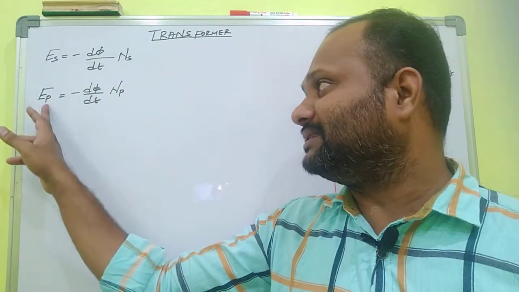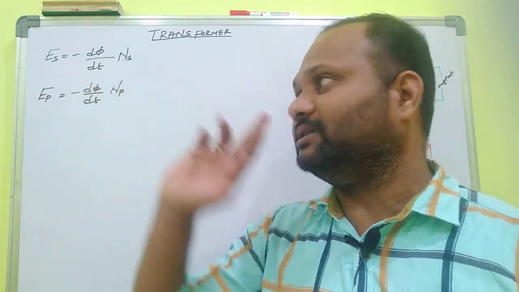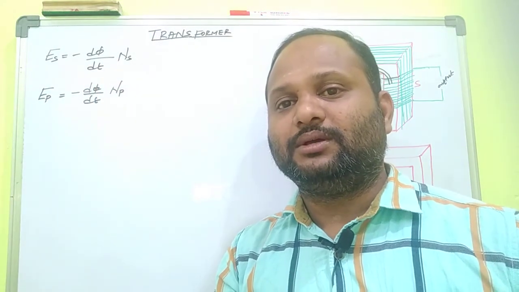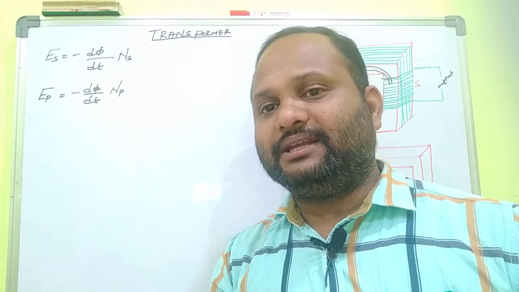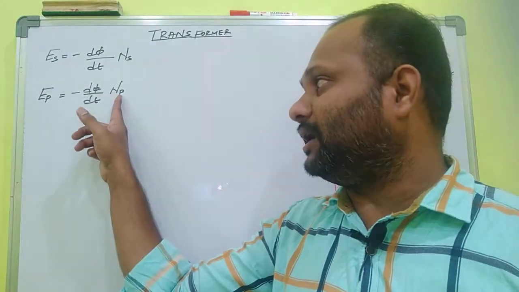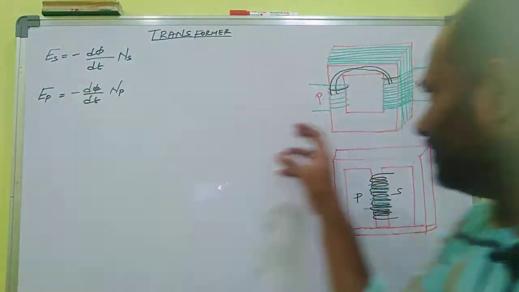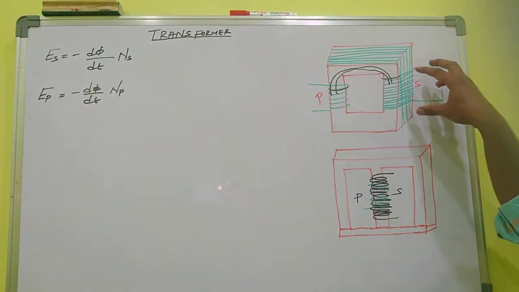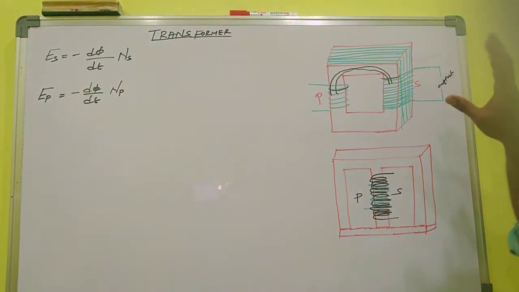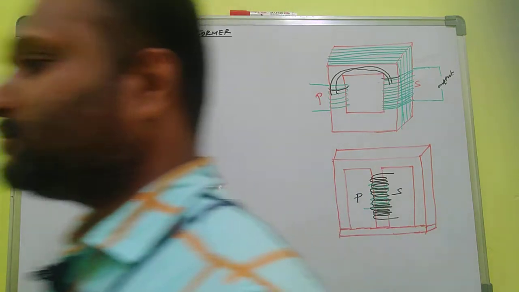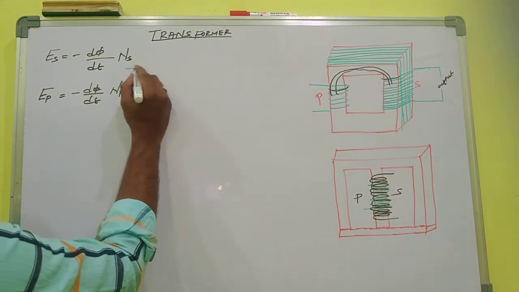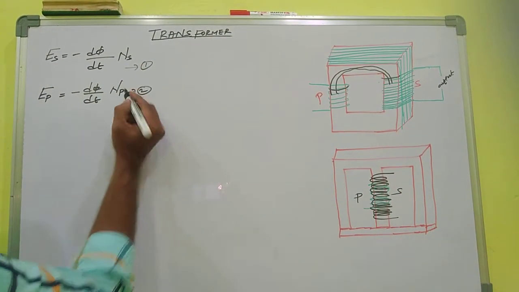That is, EP is equal to minus d phi by dt into NP, where NP is small, so EP is small. So here the induced EMF is small, and in the secondary the induced EMF is large. So we get the large output. That is taken as equation number 1, and that is taken as equation number 2.